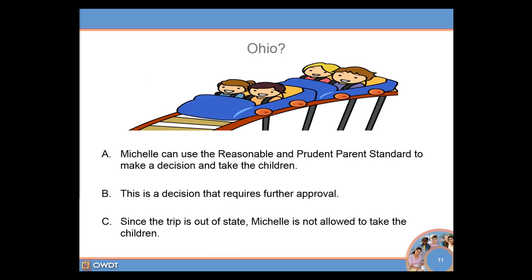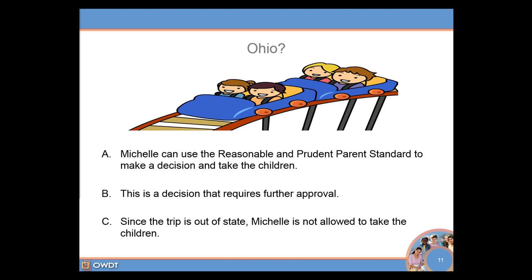A foster parent, Michelle, would like to take her niece, 14, and nephew, 16, who have been placed with her, to Cedar Point in Ohio. The children's parents have taken them there before, so Michelle doesn't think they will mind. What should the foster parent do?